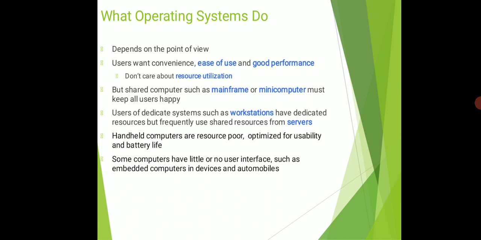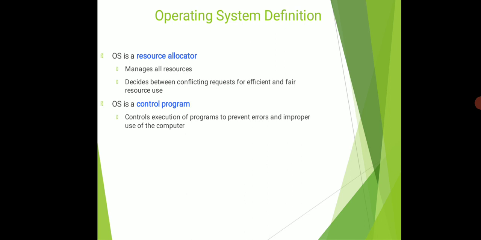But shared computers such as mainframe or minicomputer must keep all users happy, right? Users of dedicated systems such as workstations have dedicated resources but frequently use shared resources from servers. Handheld computers are resource poor, optimized for usability and battery life. Some computers have little or no user interface, such as embedded computers in devices and automobiles. So this is the use of OS.